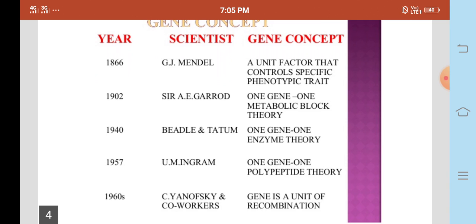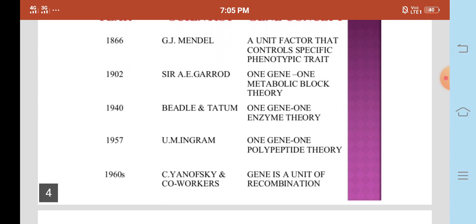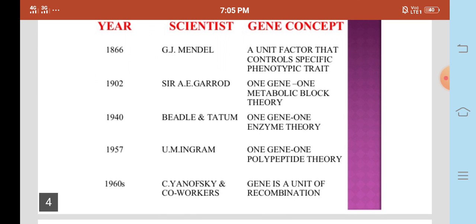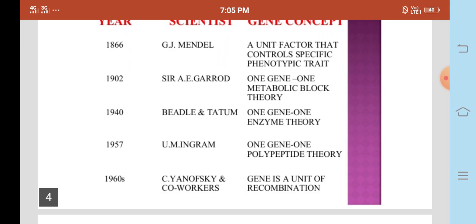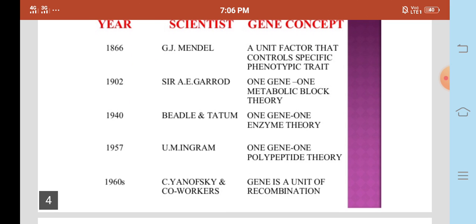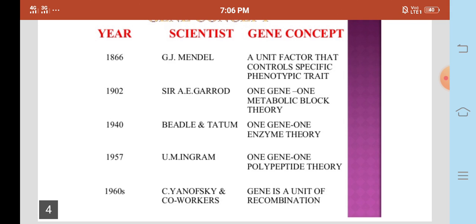Gene concept: year and scientist. Which scientist invented a new concept in a particular year? In 1866, Gregor Mendel proposed a unit factor that controls a specific phenotypic trait. Next, in 1902, Garrod proposed the one gene, one metabolic block theory. In 1940, Beadle and Tatum proposed the one gene, one enzyme theory. In 1957, Ingram proposed the one gene, one polypeptide theory.